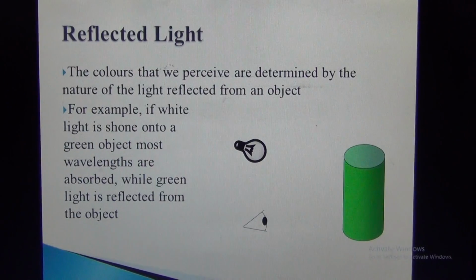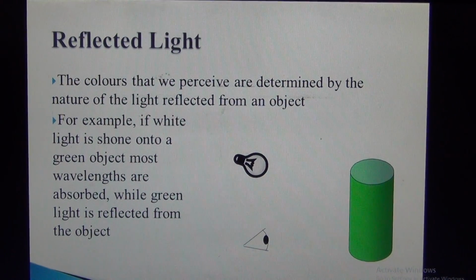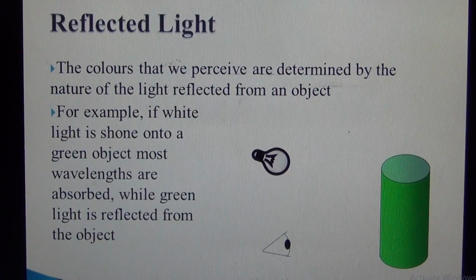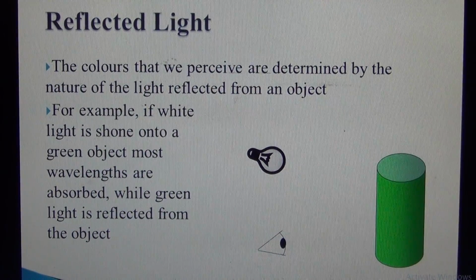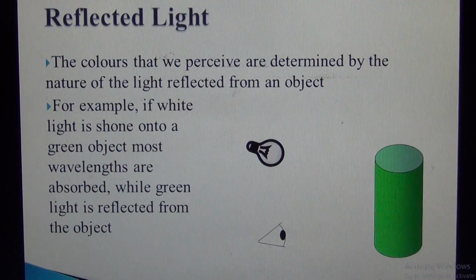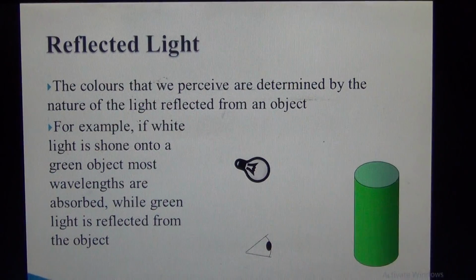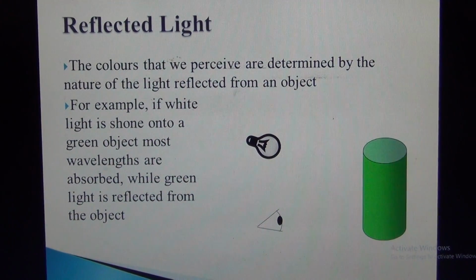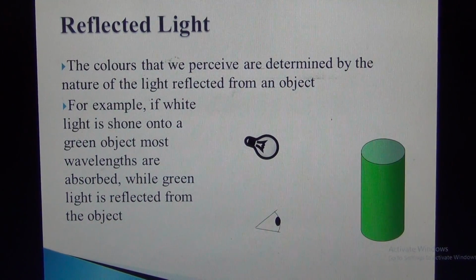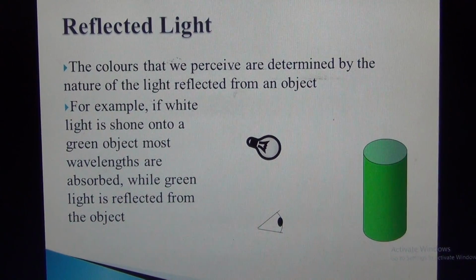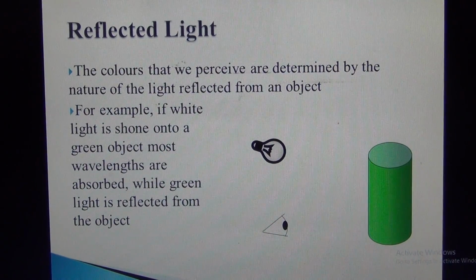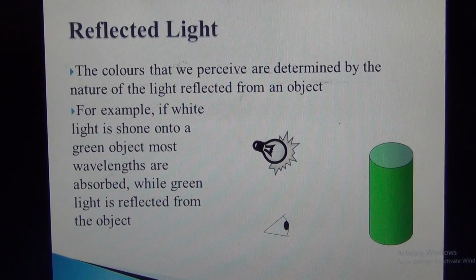Now, how can we identify the color of an object? The colors that we perceive are determined by the nature of the light reflected from an object. Here we can see the green object. From the light reflected by the object, the color of the object is identified. When white light is focused on that object, the object will reflect only the green light, that is the color of that object, and it will absorb all other colors of the white light.